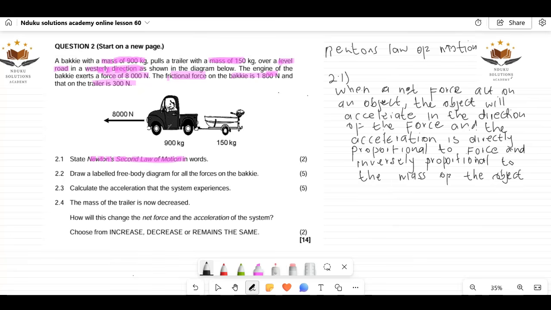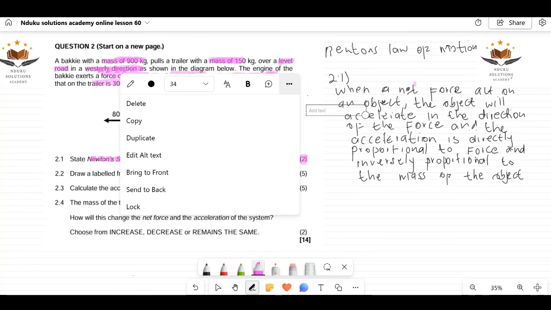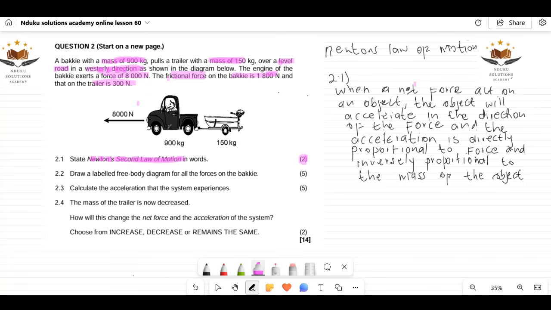So your examiners will want it as it is. I'm writing it down because I just want to show you the importance of knowing and using your examination guideline, because in awarding marks, you see this question is 2 marks. So there are 2 marks that will be given to you.